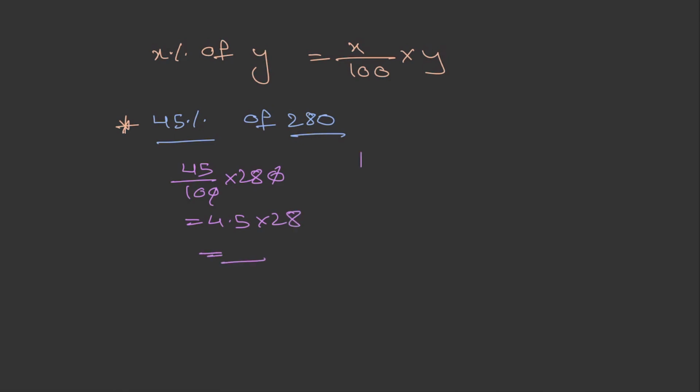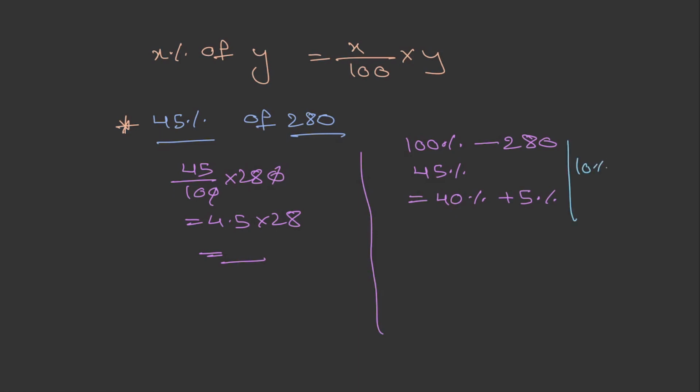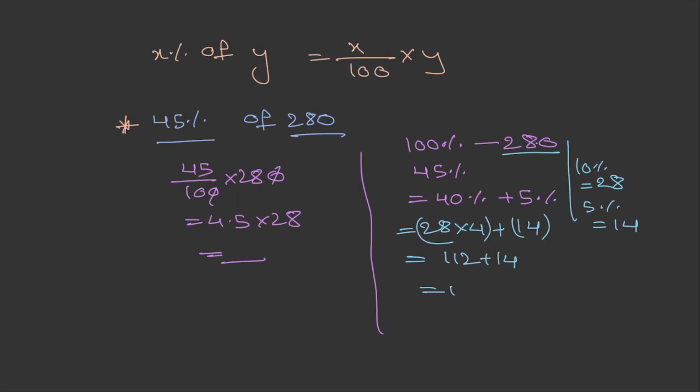There's another method of doing this. 100% of this number will be 280 itself, and they're asking us 45%. To find this 45%, we can write this as 40% plus 5%. As we know 100%, it is easy to find 10%. 10% will be just keeping a dot before the last digit. That is 28. So 40% is given by 28 into 4 plus the remaining 5%. As we know 10%, 5% will be half of this. That is 14. 112 plus 14 gives us 126.